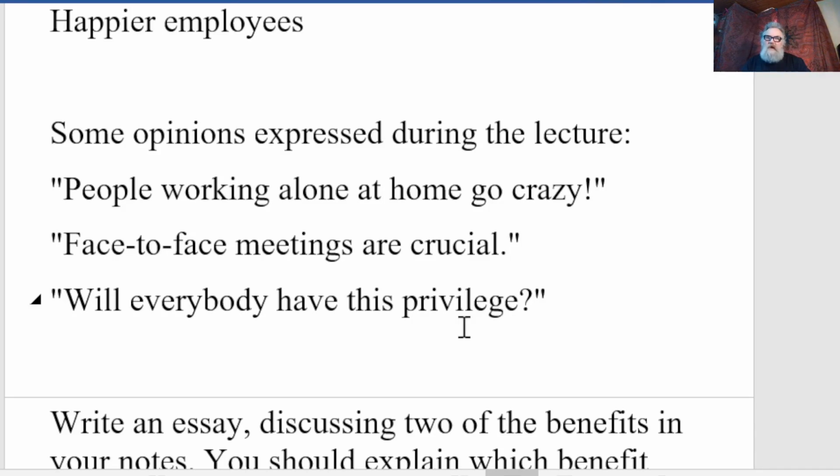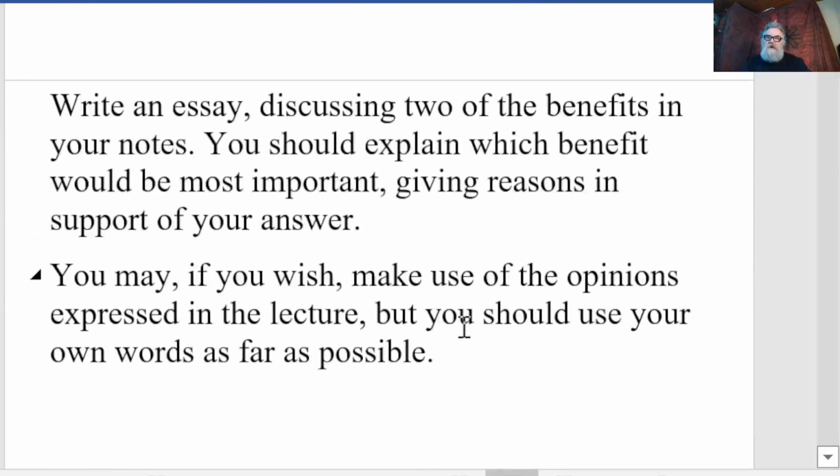People working alone at home go crazy. Face-to-face meetings are crucial. Will everybody have this privilege? You write an essay discussing two of the benefits in your notes. You should explain which benefit would be most important, giving reasons in support of your answer. You may, if you wish, make use of the opinions expressed in the lecture, but you should use your own words as far as possible.